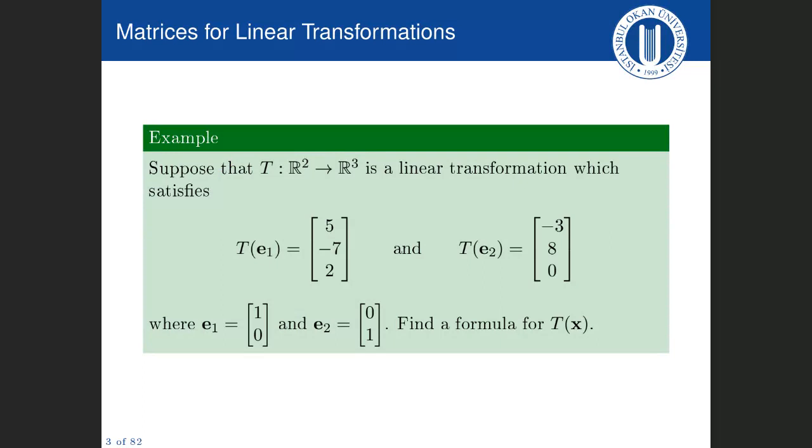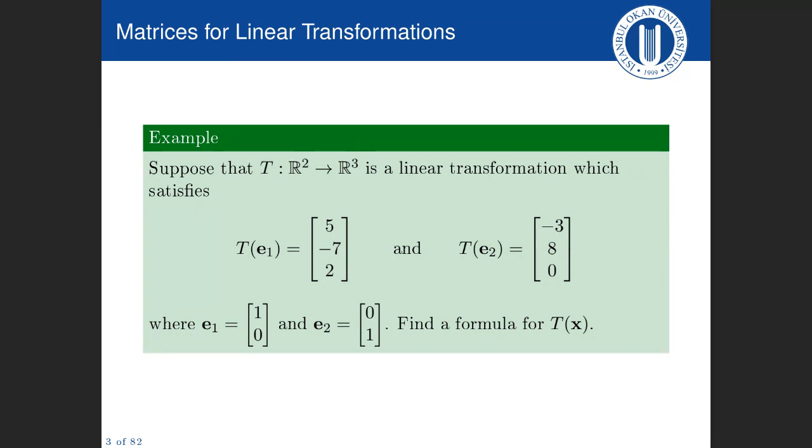And let's start with an example. We talked briefly about this idea at the end of last week's lesson. Suppose that we have a linear transformation from R2 to R3, and suppose that T maps e1 to the vector (5, -7, 2), and it maps T(e2) to (-3, 8, 0), where e1 and e2 form the standard basis for R2. And then the example asks us to find a formula for this linear transformation.